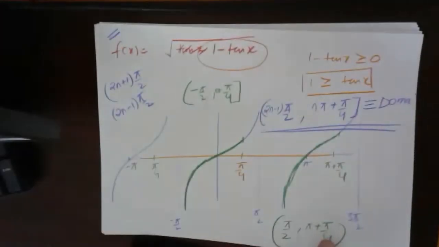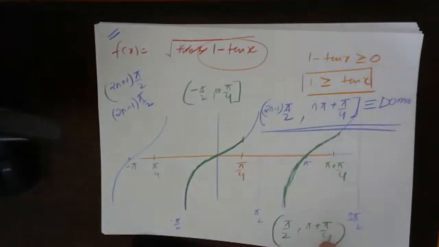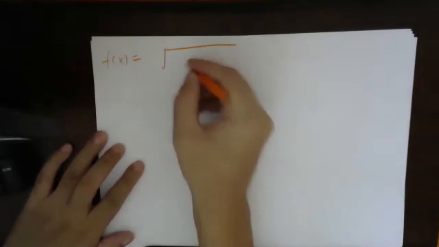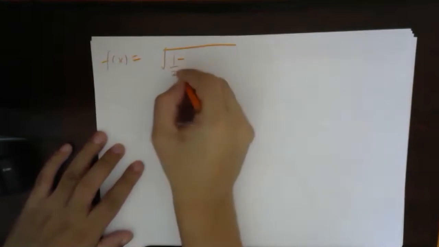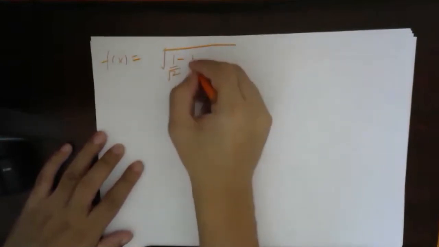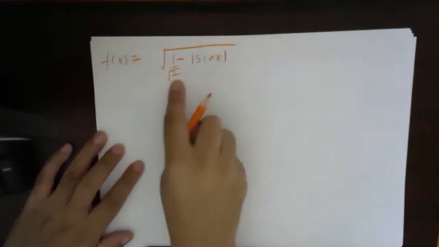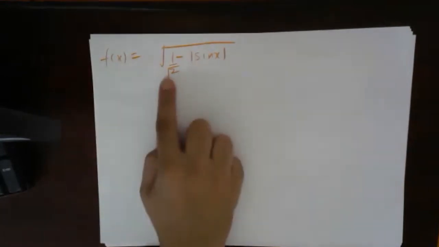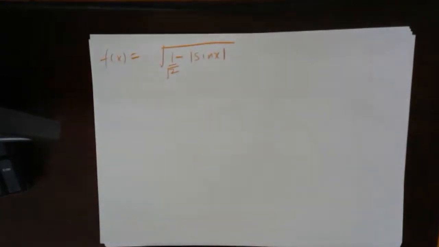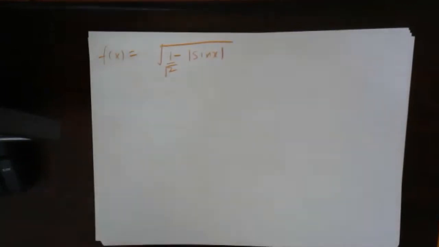Something of the similar form. Let's see now. Suppose you had f of x equals under the root of 1 by root 2 minus mod of sin x. Let's see if we can solve this one or not. Remember, draw three repeated parts, and then from there you can try to solve.